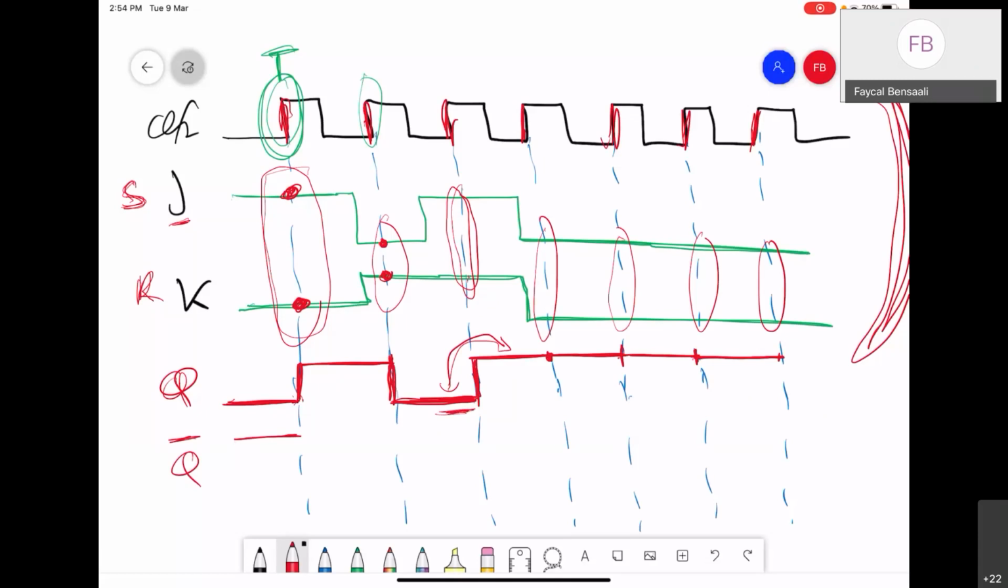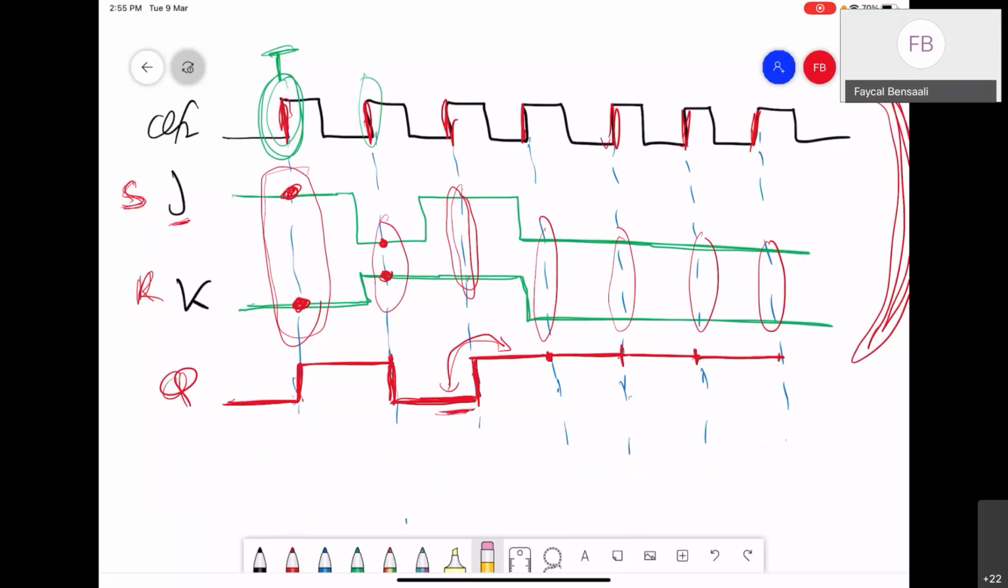Now, the Q bar is the opposite of this. I don't have to do this again. I will just do the opposite of the above, and that's it. This is Q bar. Usually we don't draw Q bar, because we know it's the opposite.